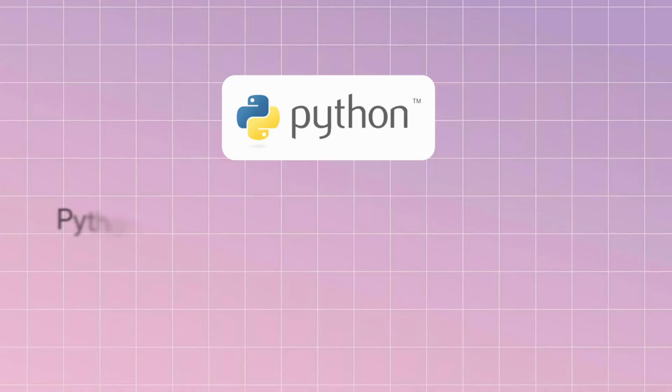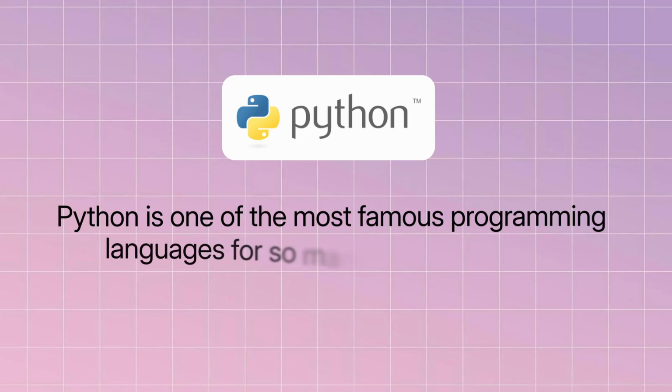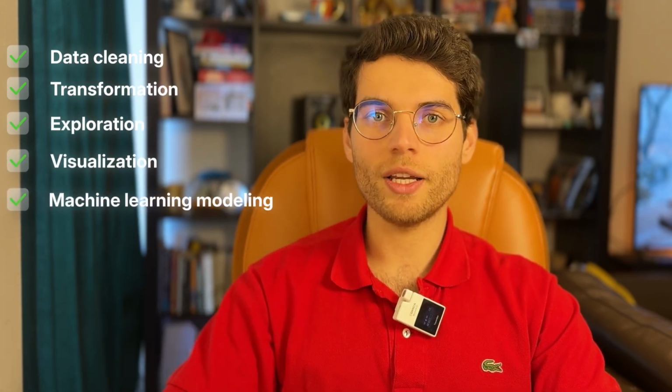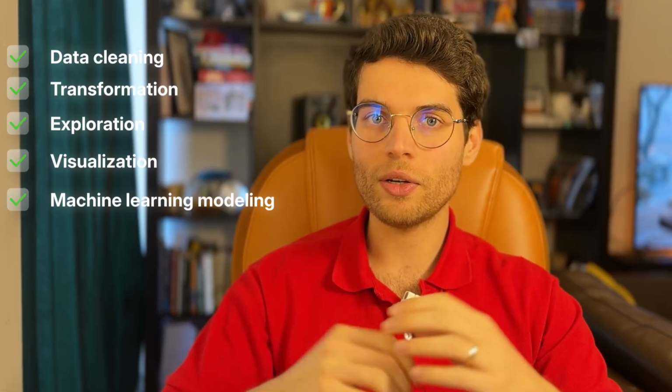Next is Python, and Python is one of the most famous programming languages for so many different things, but especially in data science. You can do data cleaning, transformation, exploration, visualization, machine learning modeling. You can do so much with Python. It's really powerful. And usually you will lean more into Python if you work with big data. So when you have more complexity, when you leverage some external APIs, when you build machine learning models, when you do some statistics, then SQL becomes very limited, and this is where Python steps in.